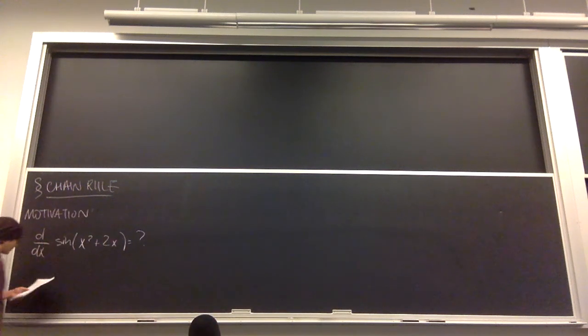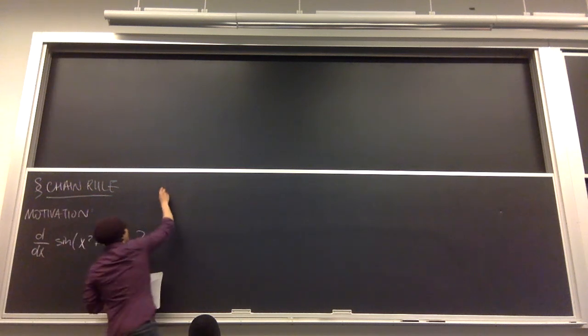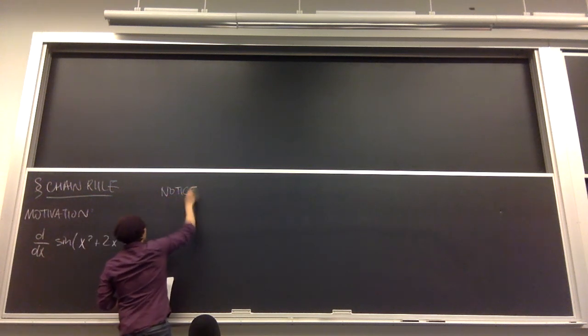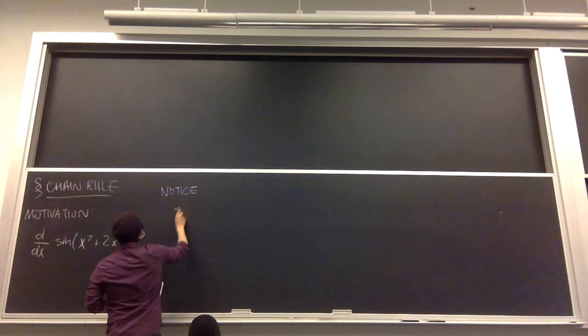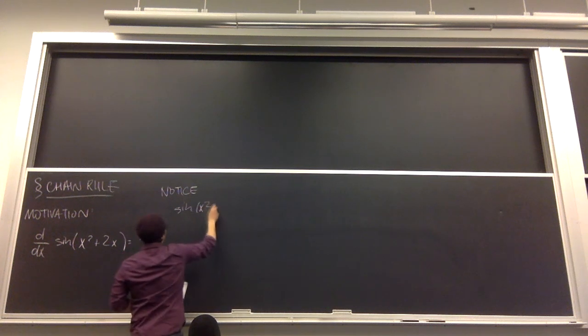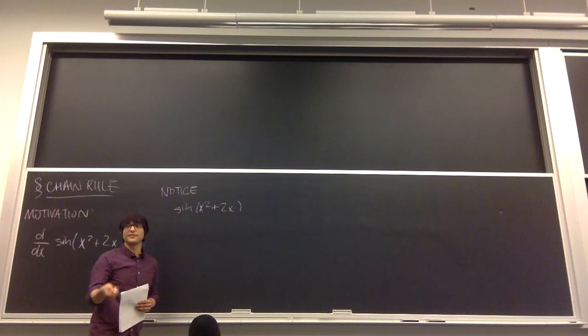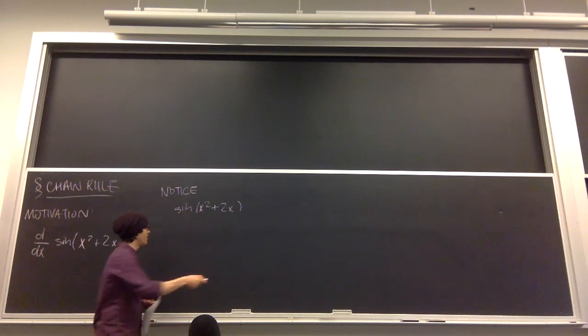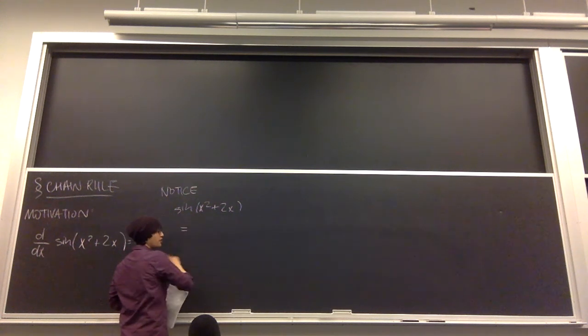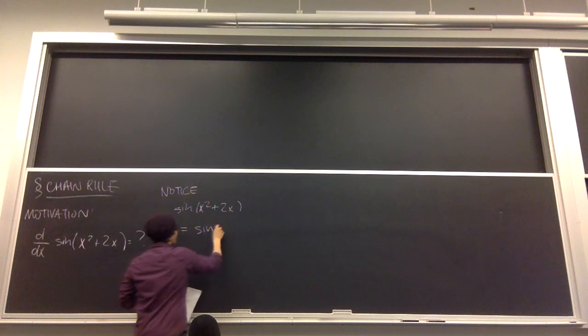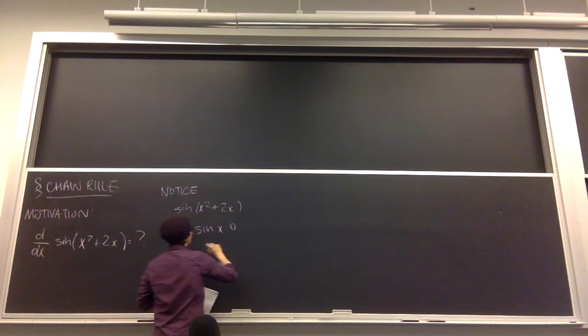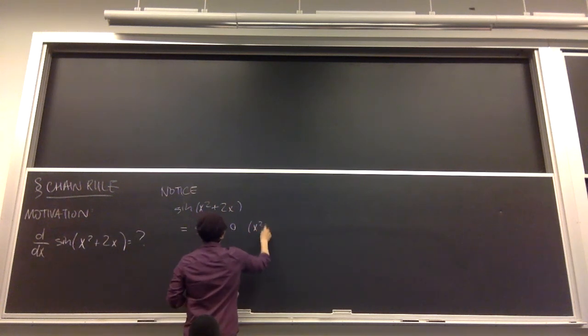The last thing we need to do: can we rewrite this sine of x squared plus 2x using function composition? Yes. So notice that sine of x squared plus 2x, and now it is critical that you understand what I'm going to write, because the whole class is going to be based on this, is a function composition of sine of x, this is an open circle, and x squared plus 2x.